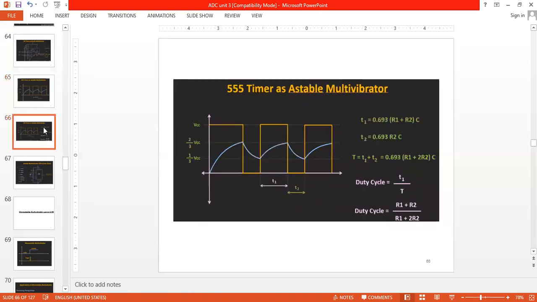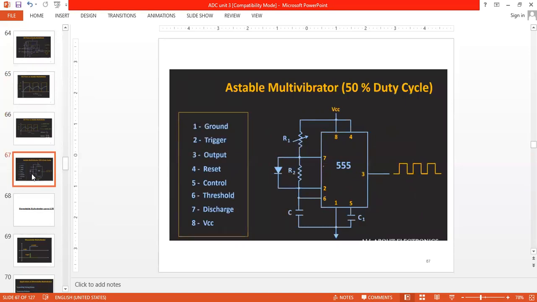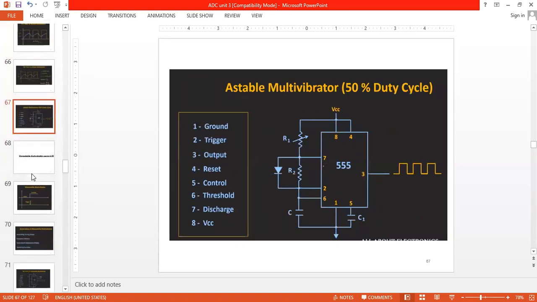Okay, this is the formula for the duty cycle, that is R1 plus R2 divided by R1 plus 2R2. The output time period T is equal to T1 plus T2, is equal to 0.693 into R1 plus 2R2 into C. So this is the method for varying the value. Okay, so already we are connecting the diode to the process.